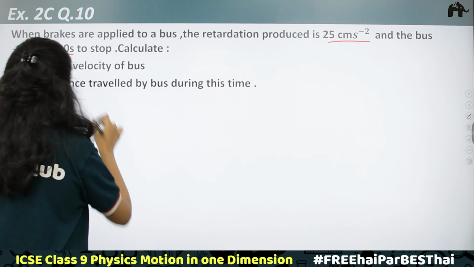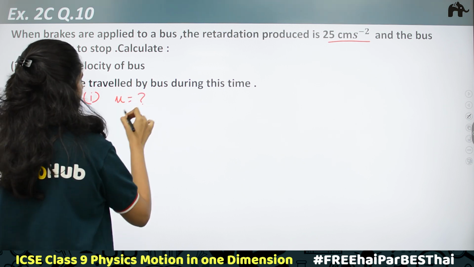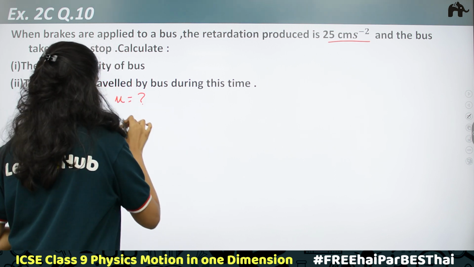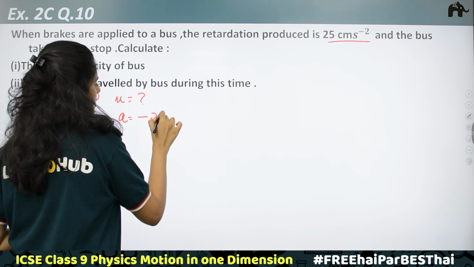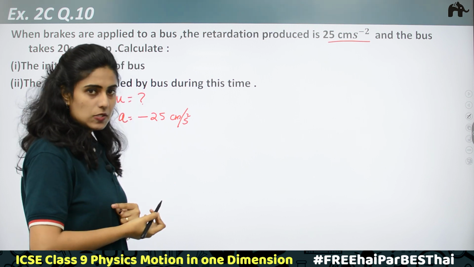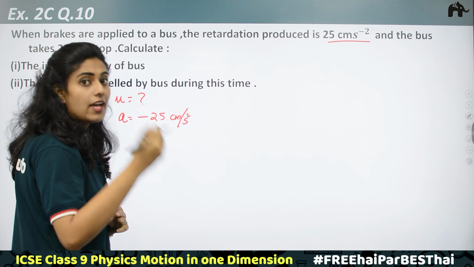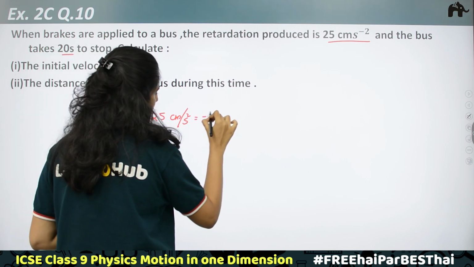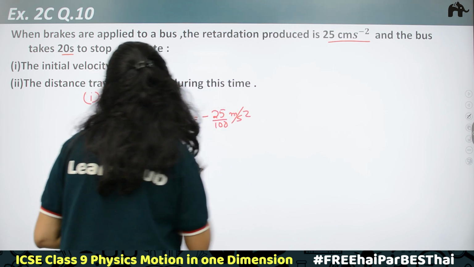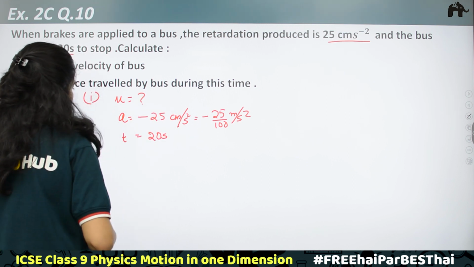So here, for the first part of question, we need to find what is initial velocity. We are given that the retardation produced is 25 centimeter per second square, which means the acceleration will be minus 25 centimeter per second square. So we have to convert this into meter per second square. What can be done? Here we have 25 centimeters. Converting to meters, we have to divide by 100. Okay, this is minus 25 by 100 meter per second square. Okay, time taken t is given, that is 20 seconds.